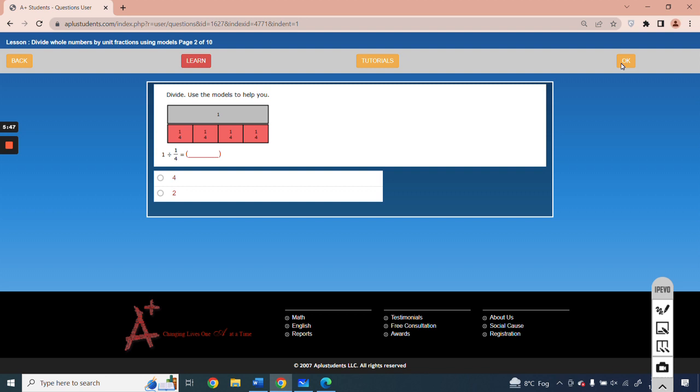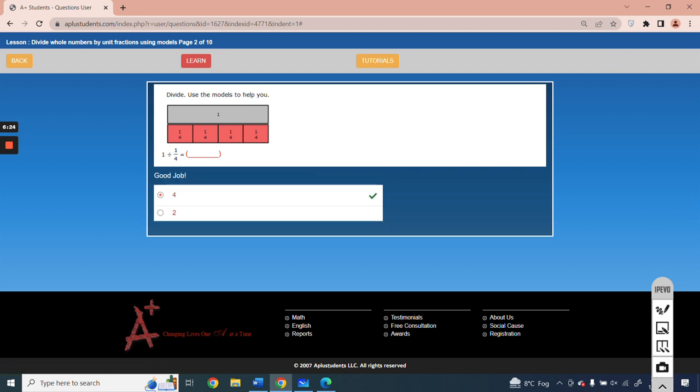Okay, the next one is divide, use the models to help you. So 1 divided by 1 over 4. So 1 divided by 1 by 4 equals, you can make 4 equal parts of the whole one fraction. Got it? So when you can divide the 1 into 4 equal parts, it would be 1 by 4, 4 parts. That means 1 divided by 1 by 4 is 4. Got it? The correct option is 4. Just select the correct option and click on the OK button.